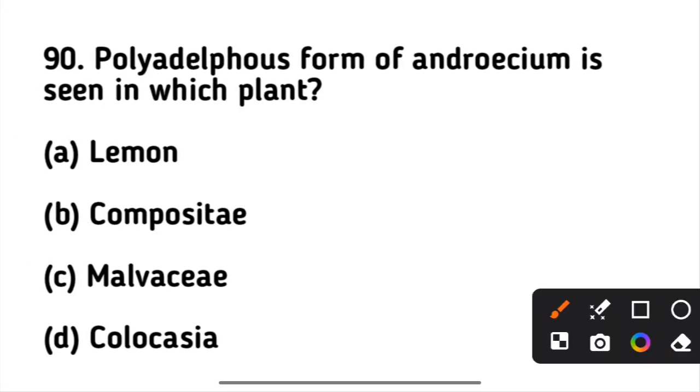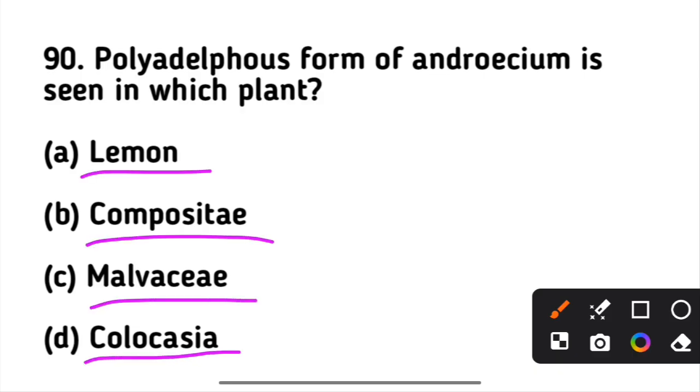Next, polyadelphous form of androecium is seen in which plant? Options are lemon, composite, malvaceae, colocasia. Option A is correct, lemon.